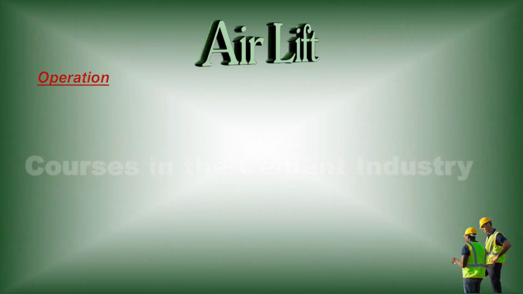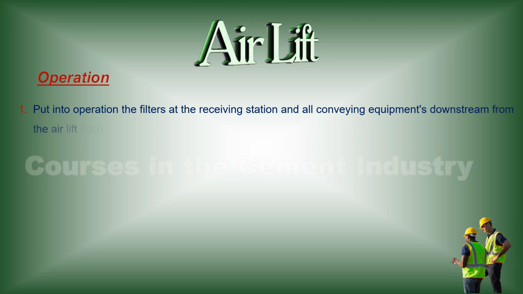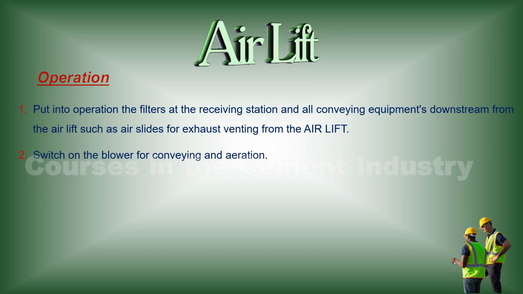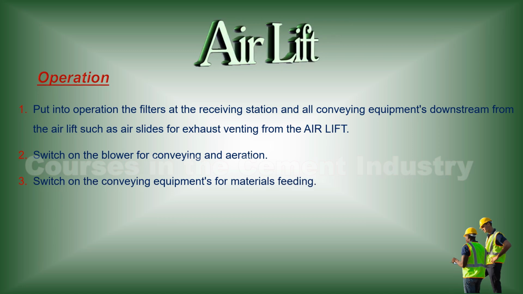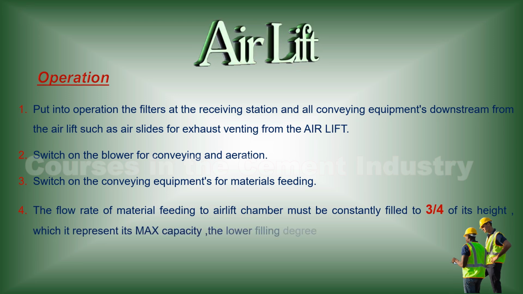Operation for AIRLIFT. 1. Put into operation the filters at the receiving station, and all conveying equipment downstream from the airlift, such as air slides for exhaust venting from the airlift. 2. Switch on the blower, for conveying and aeration. 3. Switch on the conveying equipment, for materials feeding. 4. The material feed to the airlift chamber must constantly fill 3/4 of its height, which represents its max capacity. The lower the filling degree, the lower the discharge capacity.